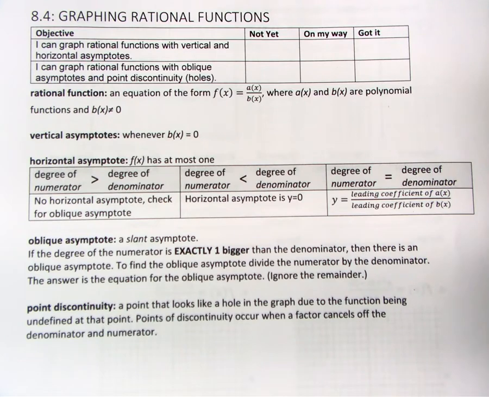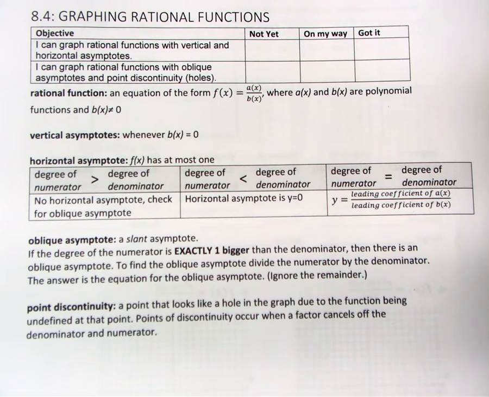For the horizontal asymptotes, there can either be a horizontal asymptote equal to 0, no horizontal asymptote, or a horizontal asymptote that's equal to the leading coefficient of the top over the bottom. And it all depends on what the degree of the top and the degree of the bottom are. So if the degree is bigger on top than it is on the bottom, and remember the degree is the largest exponent, then there's not going to be a horizontal asymptote, but we'll have to check for an oblique one. If the degree is smaller on top than it is on the bottom, then our horizontal asymptote is at y equals 0.